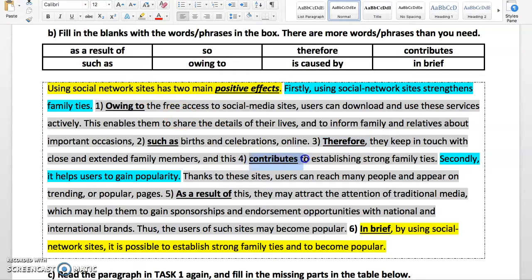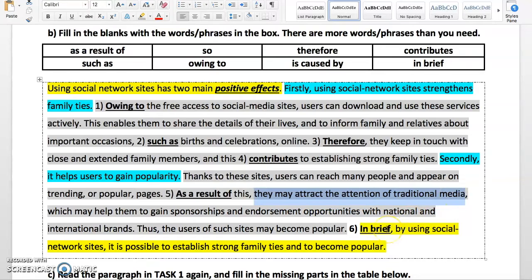In 4, we have the verb contribute to that we can use a lot in our cause and effect paragraphs. What else can we use instead of contribute to? That's the collocation, remember, contribute to. We can also use cause, result in, lead to, right? And in 5, we have as a result of. Remember, when there is this preposition as a result of, we don't use a full sentence. We just use a noun or noun phrase after it. As a result of this, comma, and then a full sentence, right?